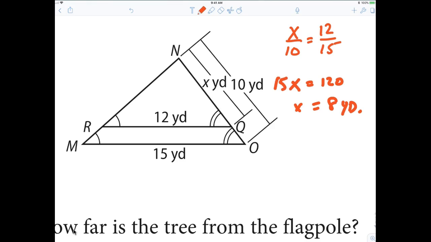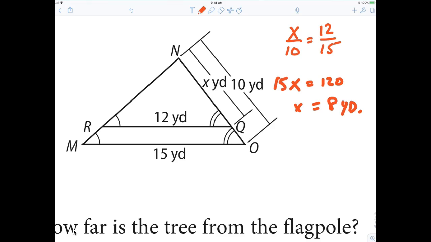There's a small triangle and there's a what? Exactly. X represents the right side of the small triangle, and 10 represents the right side of the what? Large triangle. So that has to be equal to what? The small base over the large base.